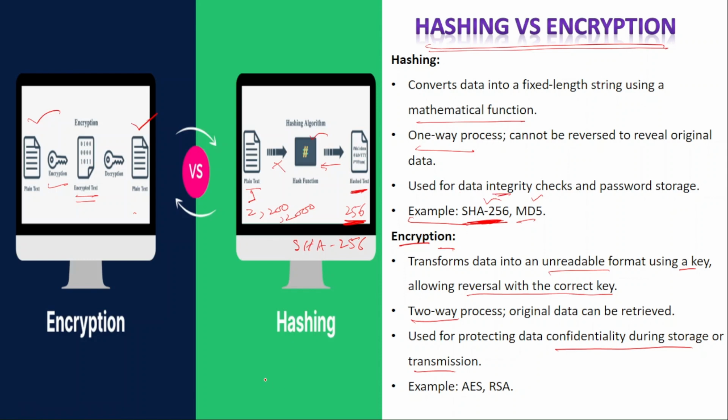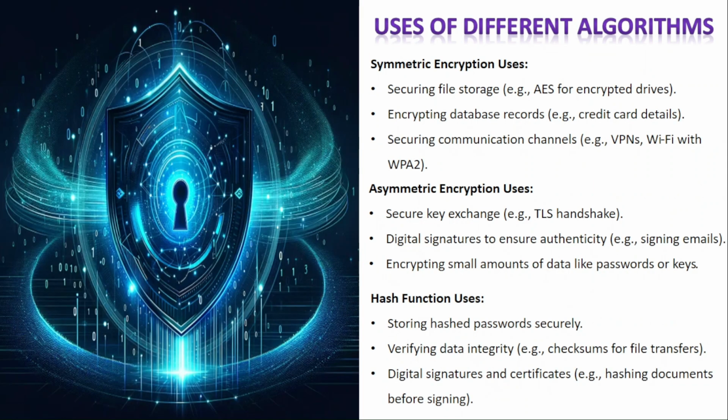So these were the main pillars of CIA triad. So for confidentiality, we use encryption, and for integrity, we use hashing. An example of encryption algorithm, as we study, AES is symmetric encryption algorithm, while RSA is asymmetric encryption algorithm. So, usages of different algorithms.